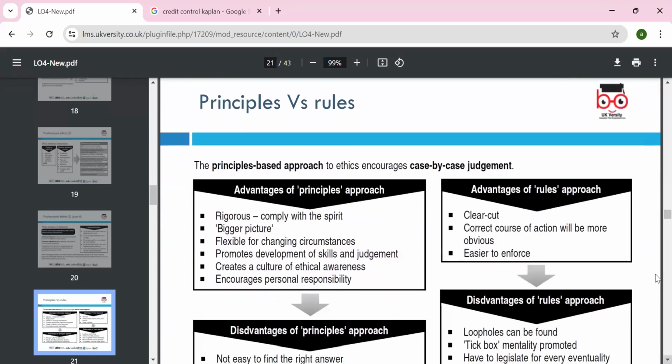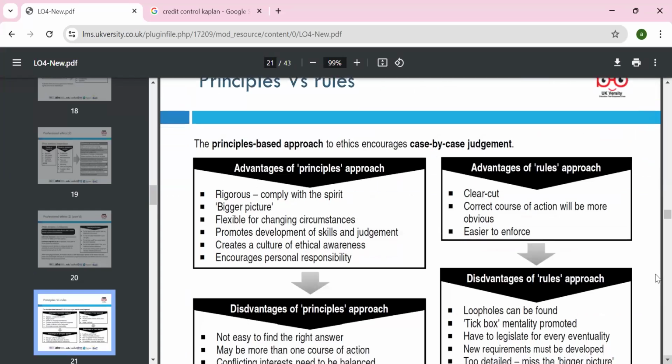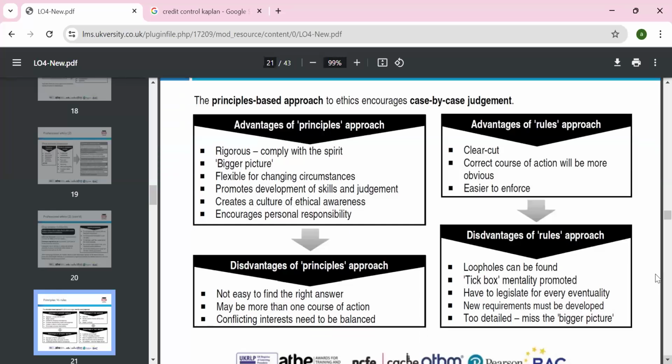So you have to look around the principles and rule-based approach, as we earlier discussed. Principle is the moral, rigorously complying with the spirit, the bigger picture, with flexibility in changing circumstances, promoting skill, judgment, and a creative, ethical culture. The advantage of the rule-based approach is a clear-cut, correct course of action. But when we're looking at principles, sometimes the principal approach can be not easy. Something may be morally correct to you, morally not correct to someone else, and there may be more than one course of action and conflicting interests, so a balanced approach is needed.